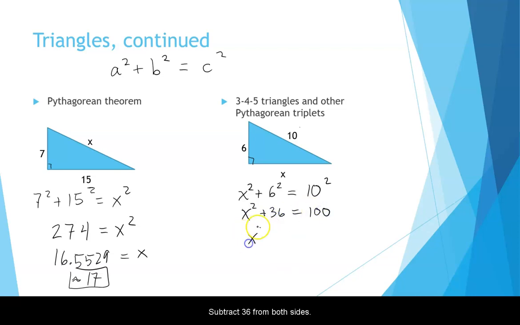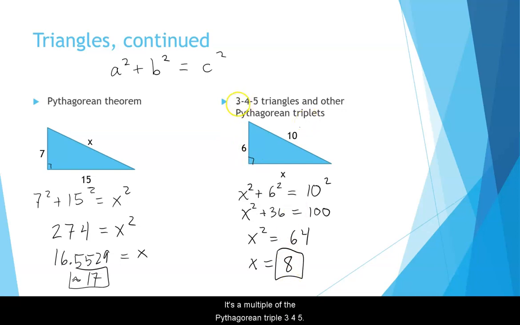Subtract 36 on both sides. X squared equals 64. Take the square root of both sides. X equals 8. This is what's called a Pythagorean triple. 6, 8, 10. It's a multiple of the Pythagorean triple 3, 4, 5. If 2 of the side lengths are 3 and 4 and the hypotenuse is 5, the numbers work out very nicely.